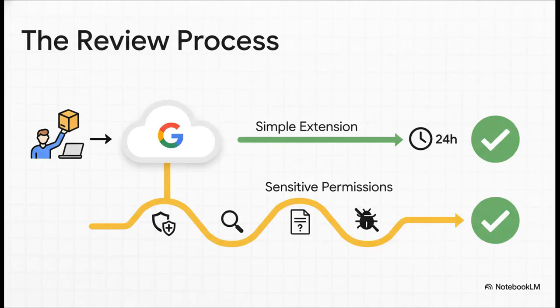So once you submit, it goes into a review queue. If your extension is really simple, it might get approved in just a couple of hours. But if you're asking for some really powerful, sensitive permissions, you should expect a much deeper review that can take several days. That's when Google's team really digs in to check for any malicious code or policy violations.